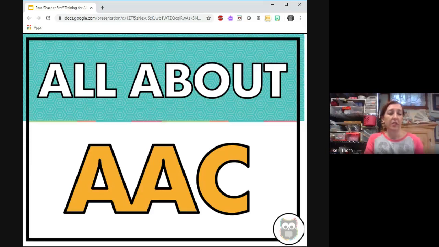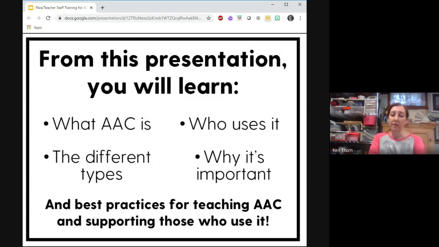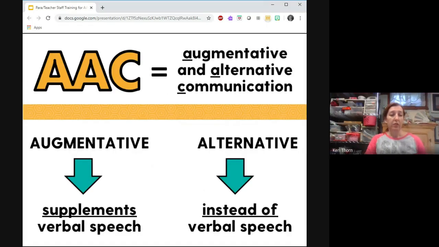So let's get started. From this presentation, you're going to learn about what it is, who uses it, the different types, and why it's so important. The first thing we should know is what is it. AAC is augmentative and alternative communication. The augmentative is for students who have some verbal speech, but it's not enough to get all their needs met. So it helps supplement what speech or little speech they do have so they're better able to communicate. The second type is the alternative. These are kids that may never speak or lack the ability to have any speech, and this will be an alternative to using verbal speech.